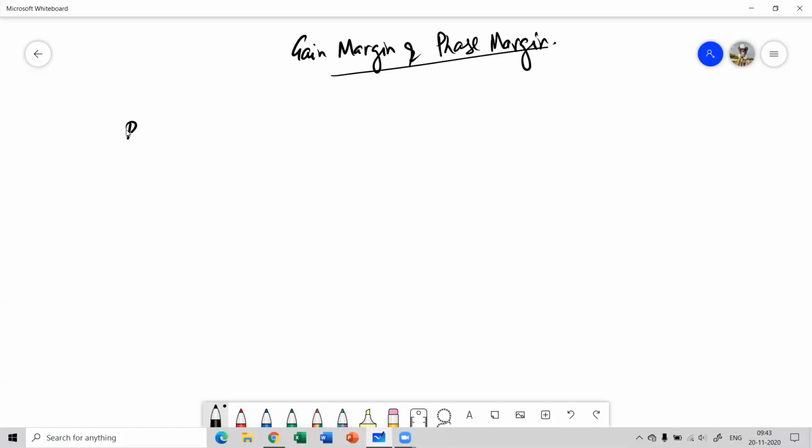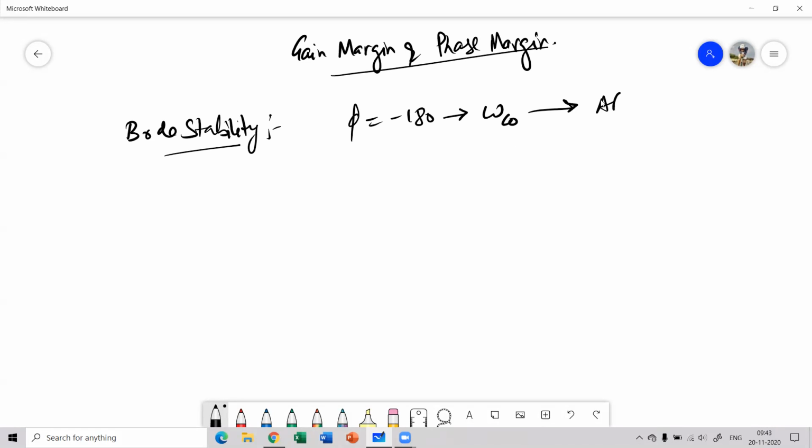Now, in the last lecture, we discussed Bode stability, and we said that Bode stability says that for phi equal to minus 180, whatever the crossover frequency we have, corresponding to this crossover frequency, the amplitude ratio should be less than 1 for the system to be stable. Clear?